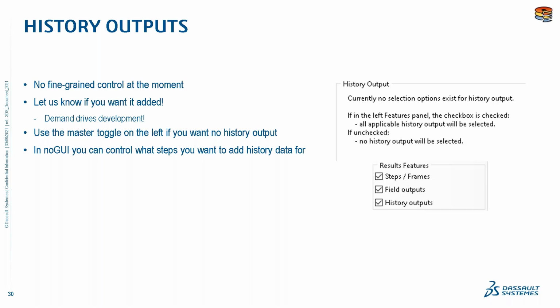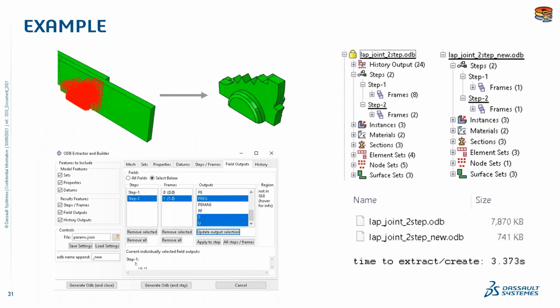Any demand that you have drives our development. But you can use the master toggle on the left-hand side if you want no history output at all. And in no GUI, you can control based on the step level. So an example of running this is if I have a lap joint model and I only want a particular region, I can just use the display options and drag select a region that I want to carry over to the new database. There's a number of different ways we can do this, but that's one of the easiest ways.